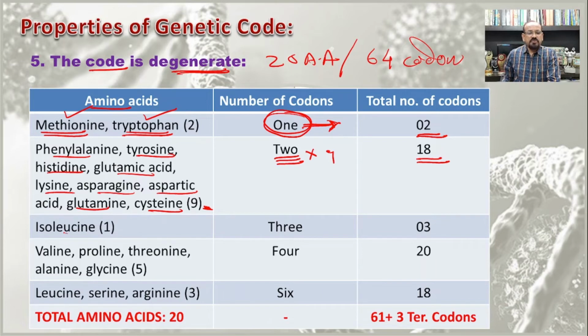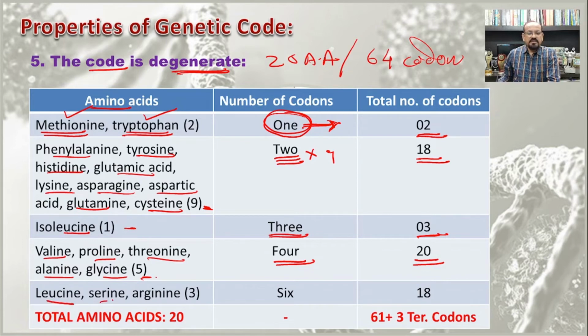Then leucine, the single one which is specified by 3 codons. So the total used is 3 codons. Then valine, proline, threonine, alanine and glycine, that is 5 amino acids, will be specified by 4 codons each. So 4 into 5 equals 20 codons will be used to specify these 5 different amino acids.